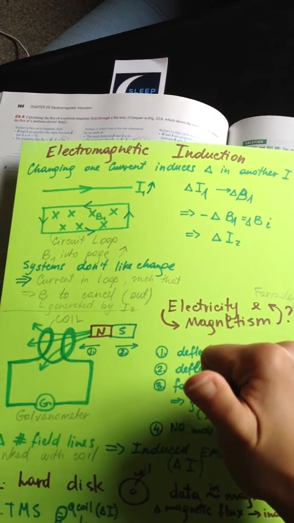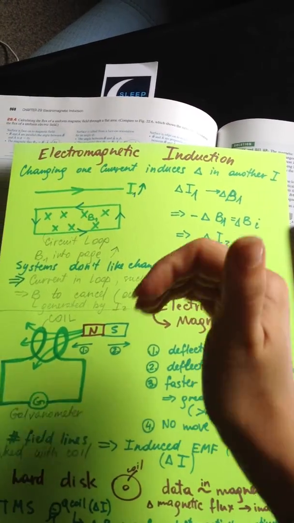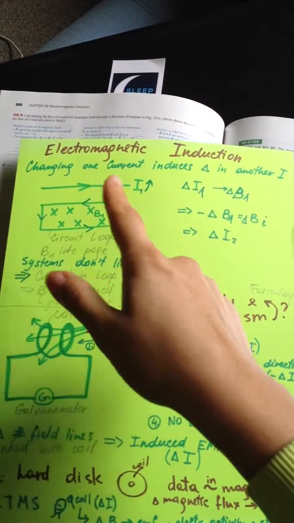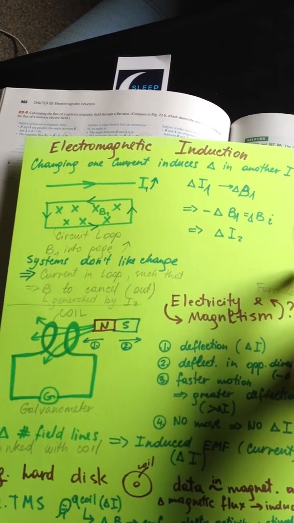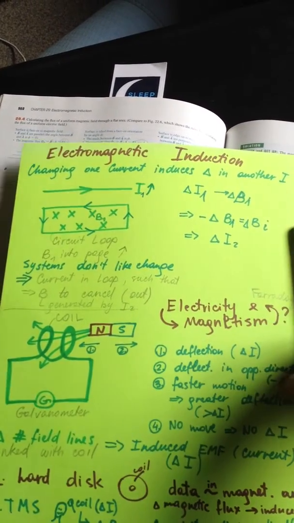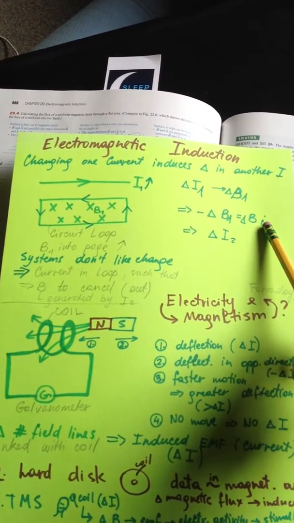And we know that when you have a magnetic field out of the page, the current would loop by the right hand rule again in that direction, anti-clockwise. So that is going to induce the change in another current.